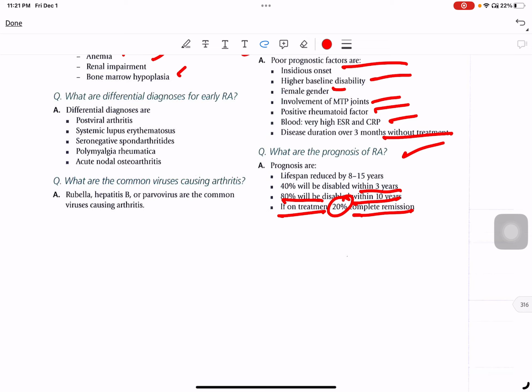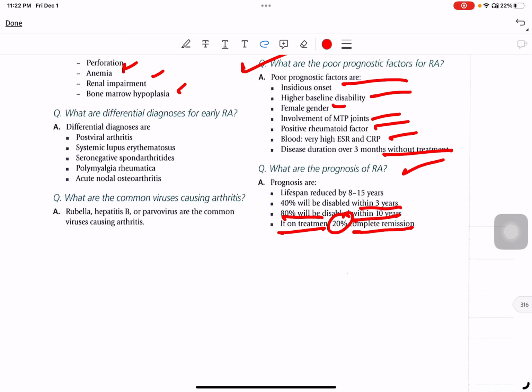Some viruses cause arthritis, like rubella, hepatitis B, and parvovirus. So this is from a long case presentation.